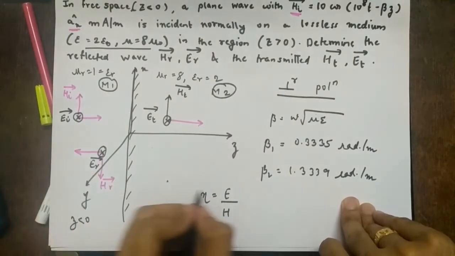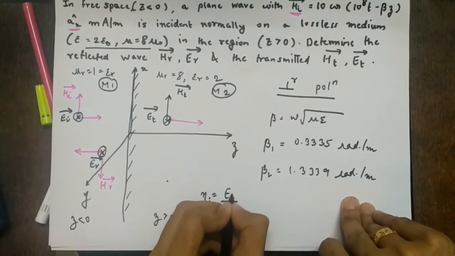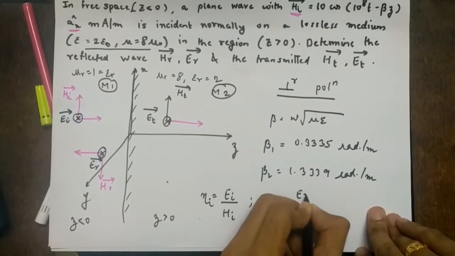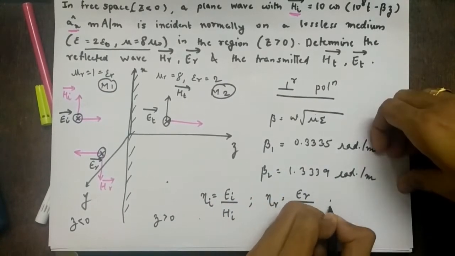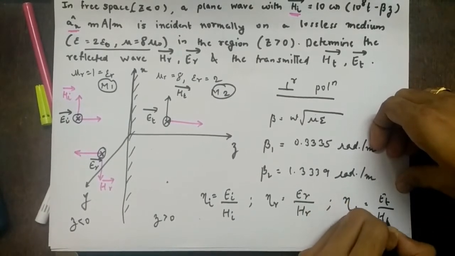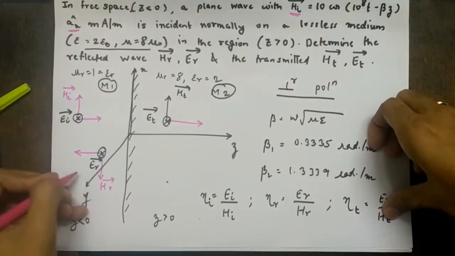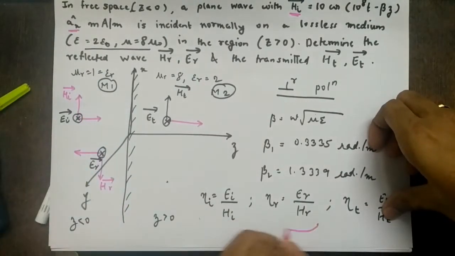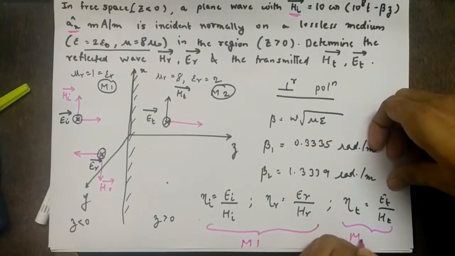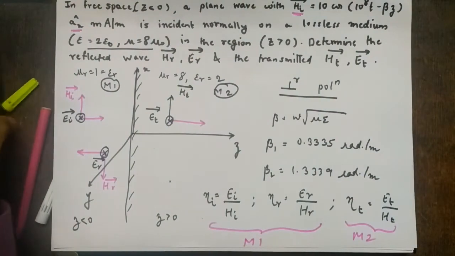So if I am in medium 1, what will it be? If I am talking about eta I incident, it will be EI by HI. Similarly, eta R will be ER upon HR, and eta T will be ET upon HT. So this relation we have. And which will be medium 1? Incident and reflected, if you see the diagram, they are in medium 1. And this has to be in medium 2 because it is transmitted. So medium 2.